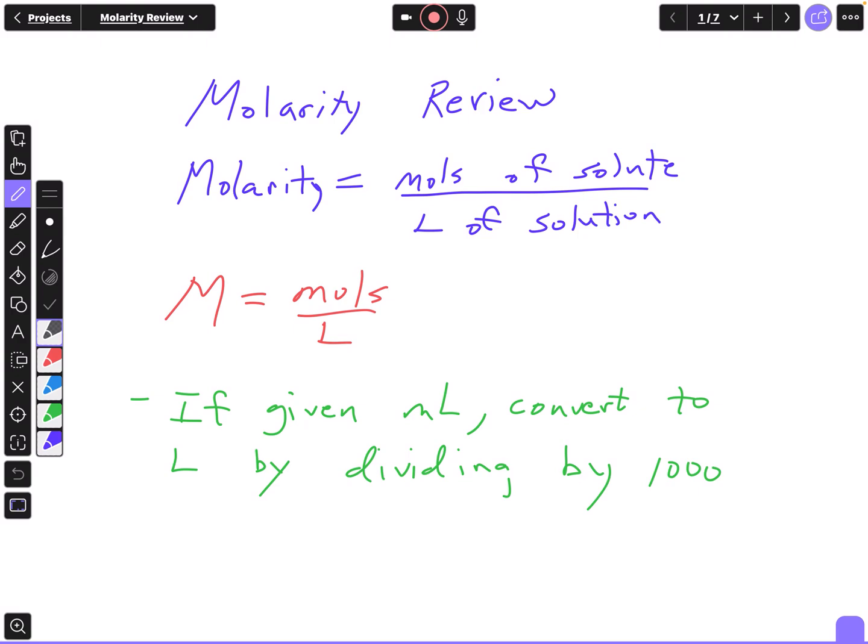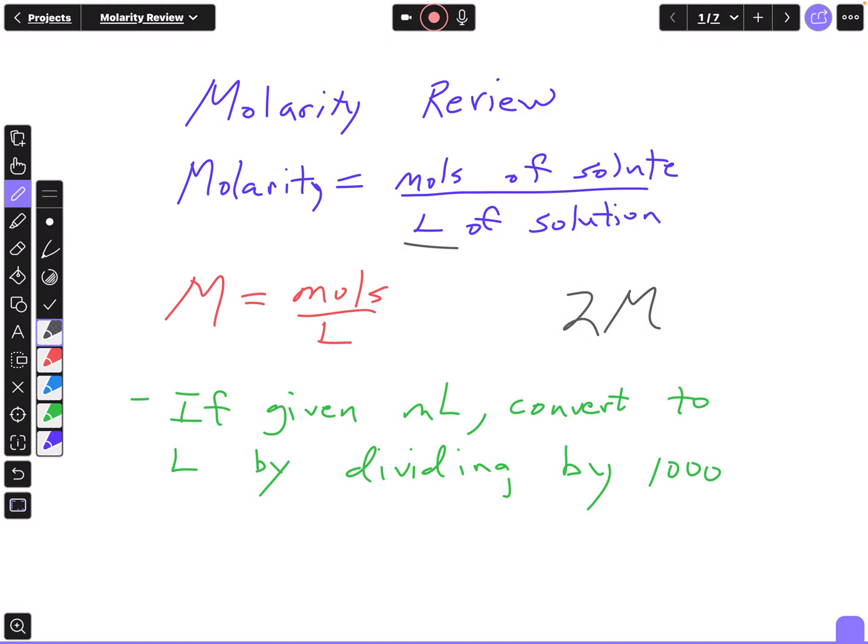And the equation we have for molarity is molarity equals moles of solute divided by liters of solution. So we need our units in moles, and we need our units for volume in liters. The equation is capital M, that's for molarity, equals moles divided by liters. If you had a 2M solution, that would be a 2 molar solution.